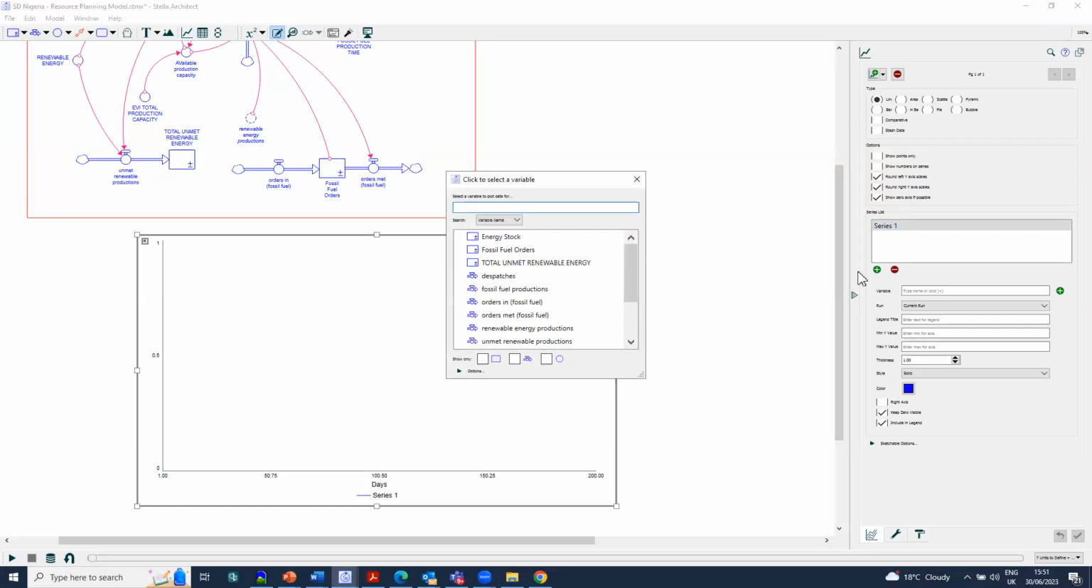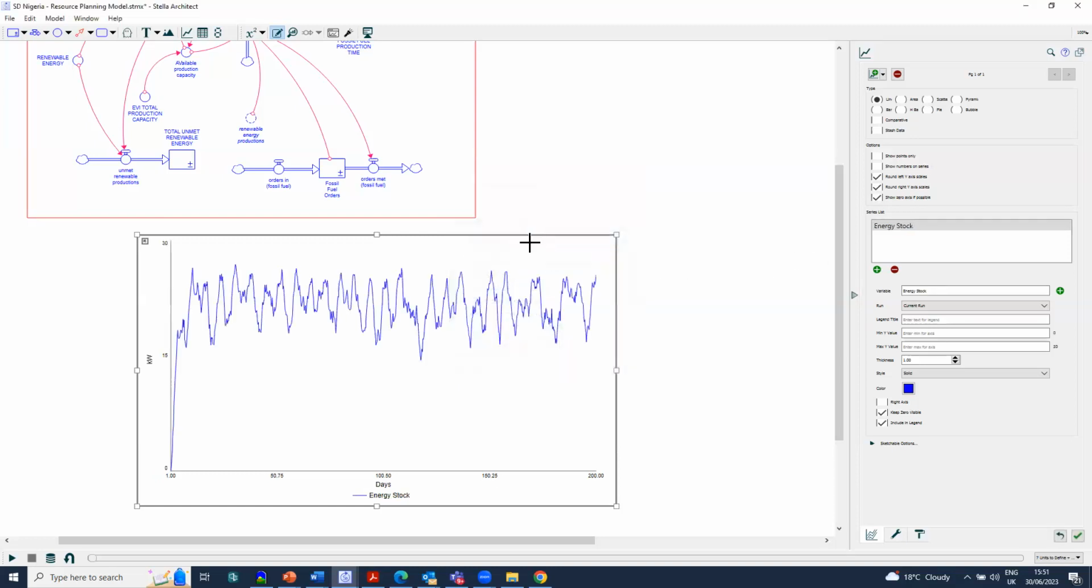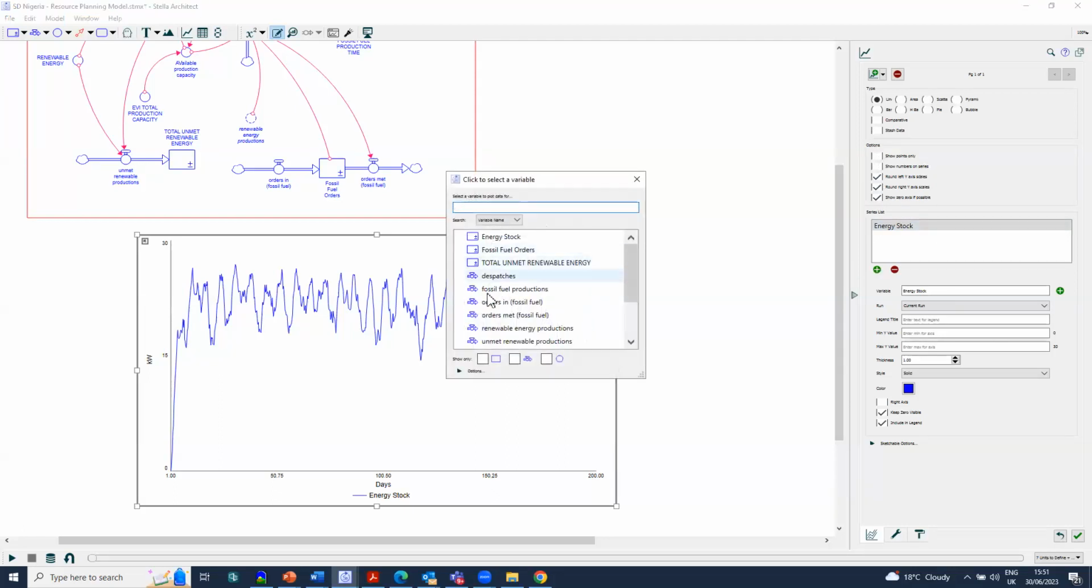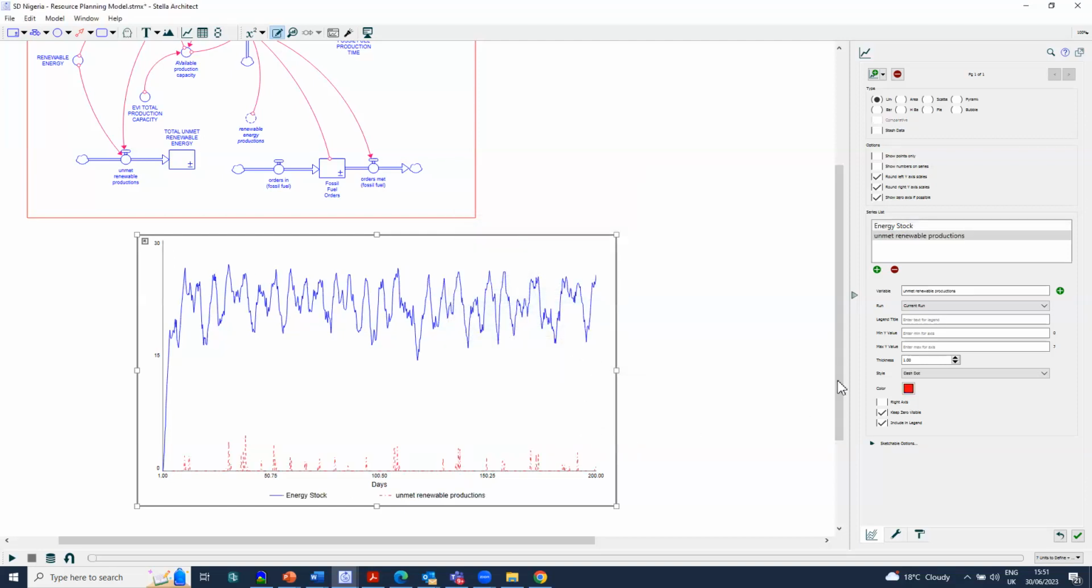Let's take the energy stock, for example, how much we produce. That is there. And then we want to pick up maybe the total of met renewable energy, because that's the one we're paying the penalty on. Met renewable production. So let's take the met renewable production over time. So these are the two we're measuring.